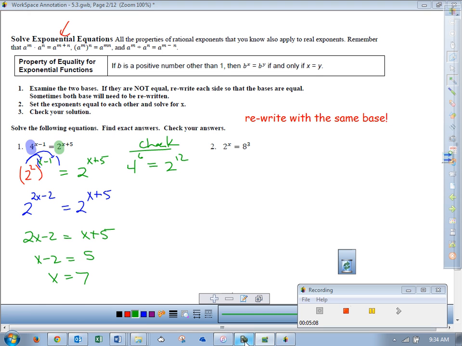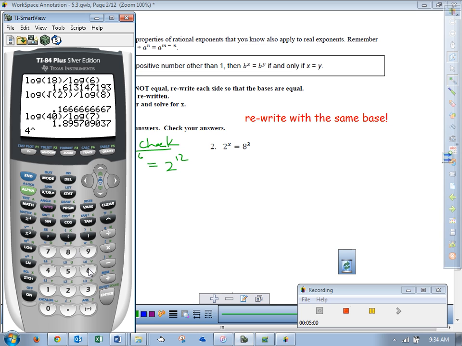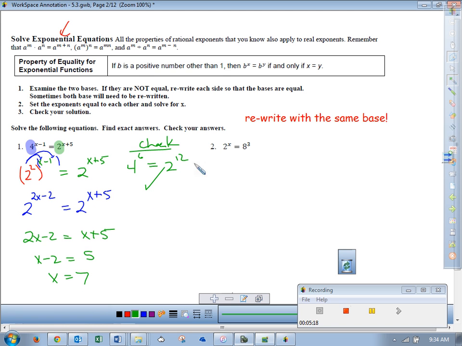What's 4 to the 6? Big number, right? Then check in 2 to the 12th. Did I get the same thing? So, check. My solution was 7. Put it in a solution set.